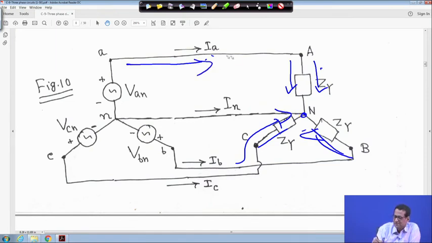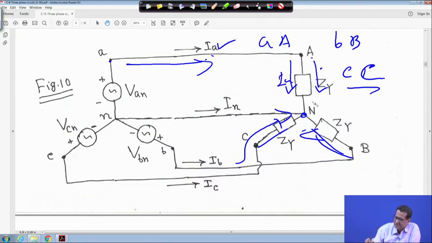So the same current is flowing here, and this is the line current. This is the current from here to here. This is the line. A to A is the line to line. Small a to capital A is a line, small b to B is a line, small c to capital C is a line. In all these cases, this is the line current. The same current is entering this phase impedance A to N. So that's why line current is equal to phase current. Both are the same, right?